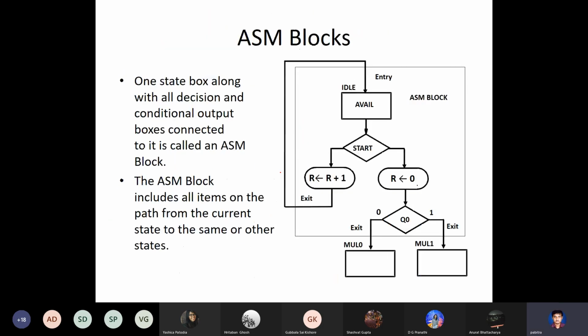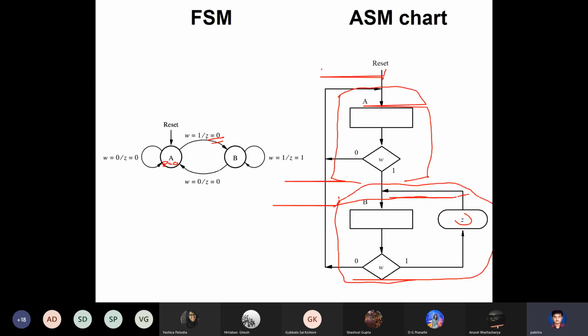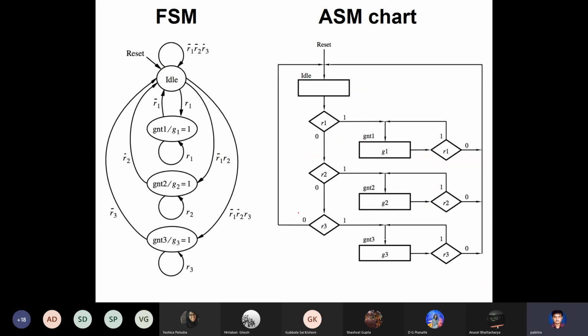So you see, this output is not to be listed. This output is not to be listed. Only this output is to be listed. And what is this output? If you are in B and you get a W of 1, you give an output of Z. See, Z equal to 1 is not written, just Z is listed. And then you go back to B. Self loop to B. Okay, so this is the ASM chart. Let's look at another one, which is a little bit more complex.